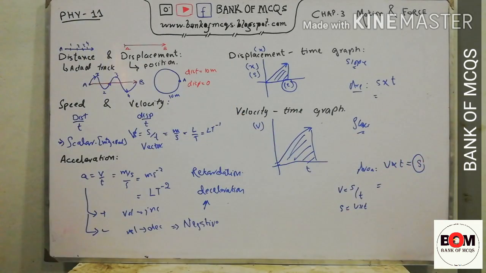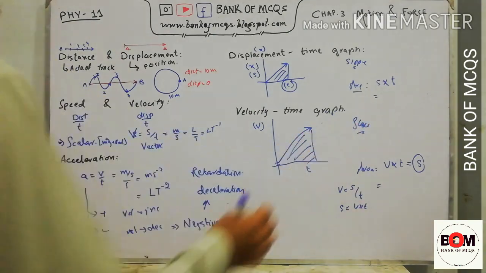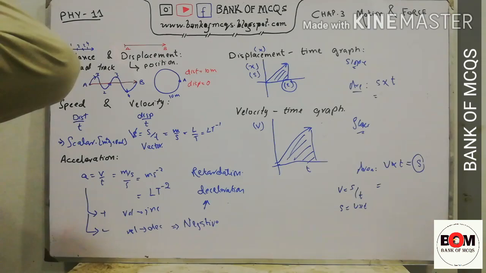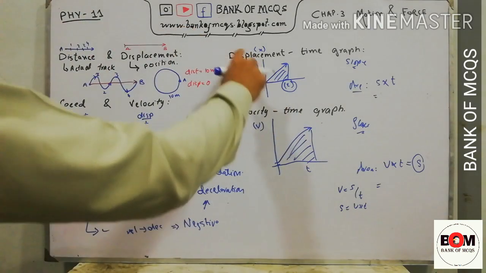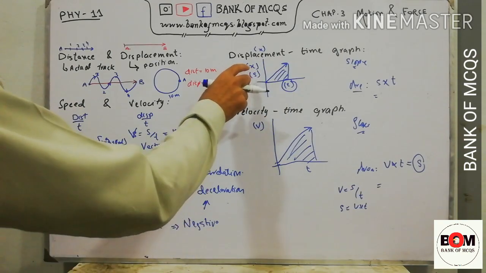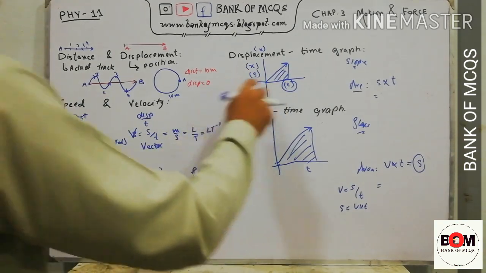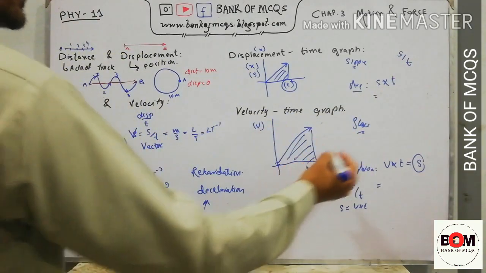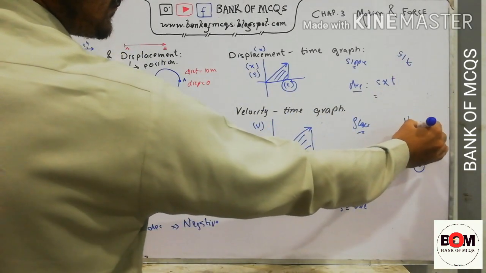Now, to find the area, we multiply the two quantities between which the graph has been drawn. To find the slope, we divide the first quantity by the other. In this case, we divide s by t. In this case, we divide v by t.